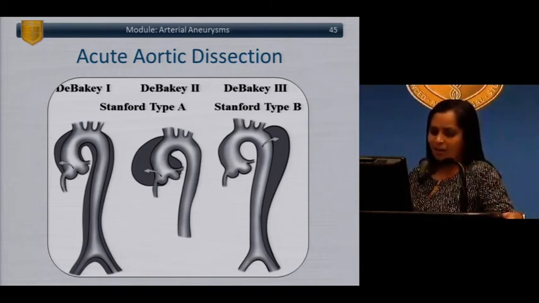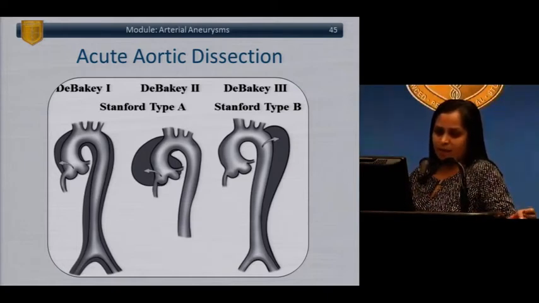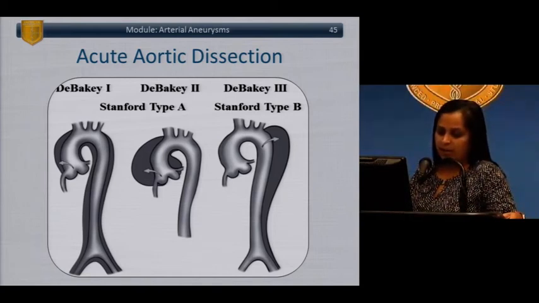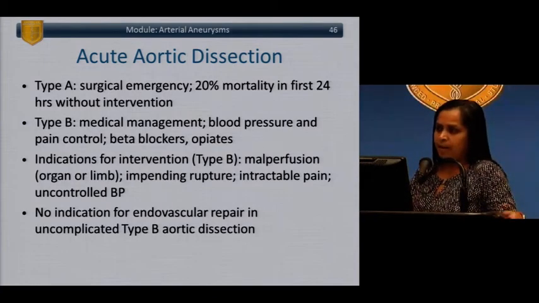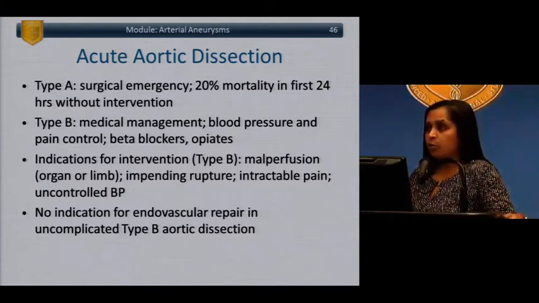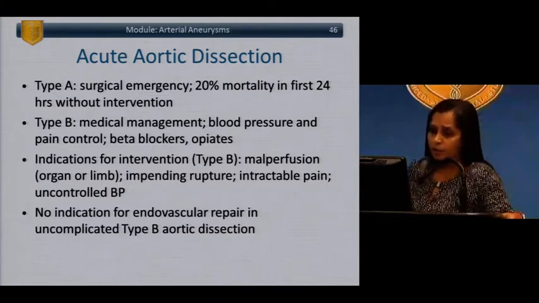Type 1, aortic valve to the bifurcation. Type 2, involving the ascending aorta. Type 3, from the left subclavian to the diaphragm. The important caveat is that dissections that occur proximal to the left subclavian artery should be operated on emergently. There's a 20% mortality of these types of dissections in the first 24 hours. These are generally managed by cardiac surgeons.